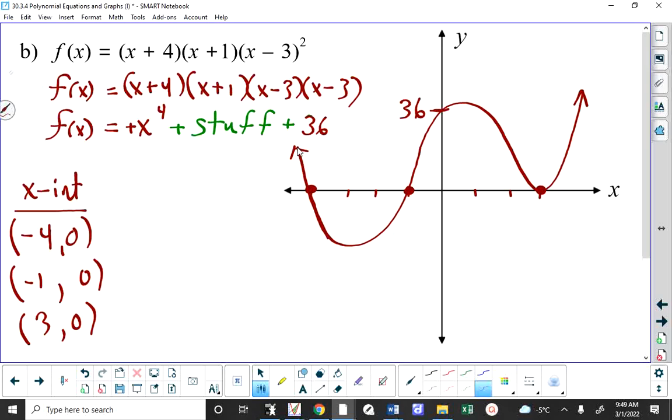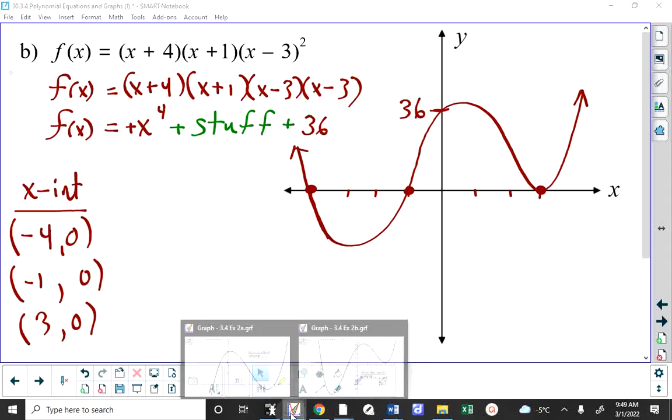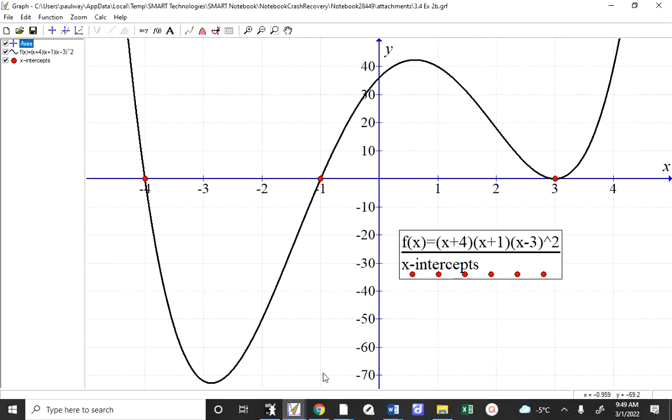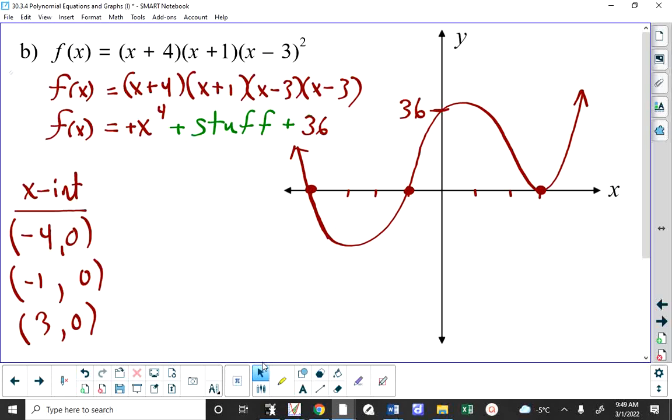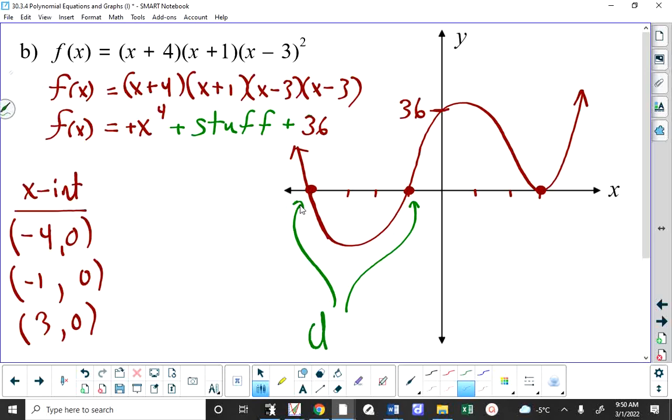Now, if I were to put what I just drew side by side with this, it's not perfect, but the important features are the same. And I'm going to use some words now to describe things. I would say that these two x-intercepts are what I call clean x-intercepts. The graph goes cleanly through the x-axis. There's no funny business going on. Clean is the word I use.